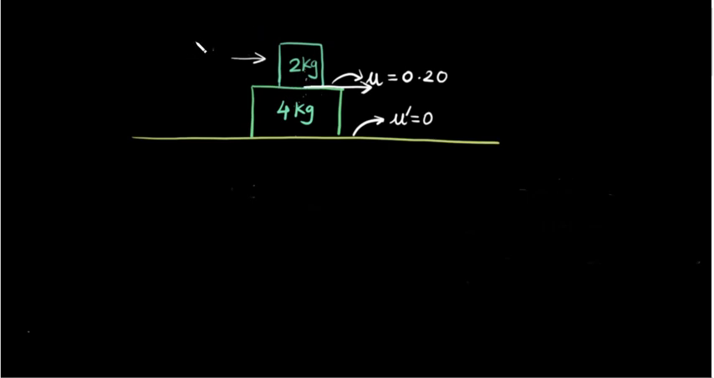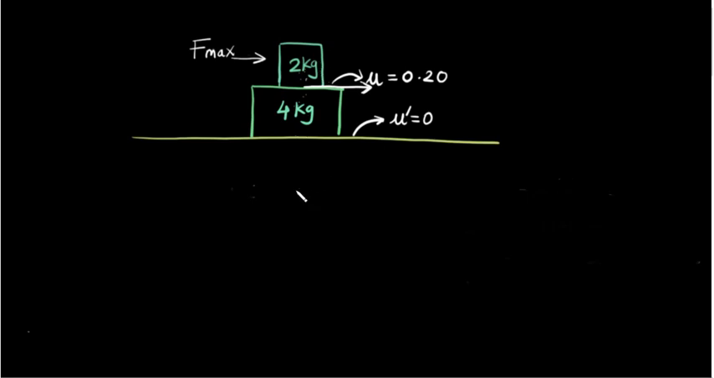So let's say that maximum force is F max. This is the maximum force such that these two blocks will move together. And if this 12 Newton turns out to be greater than this F max, that means there will be relative motion between these two blocks. Let's find that out.